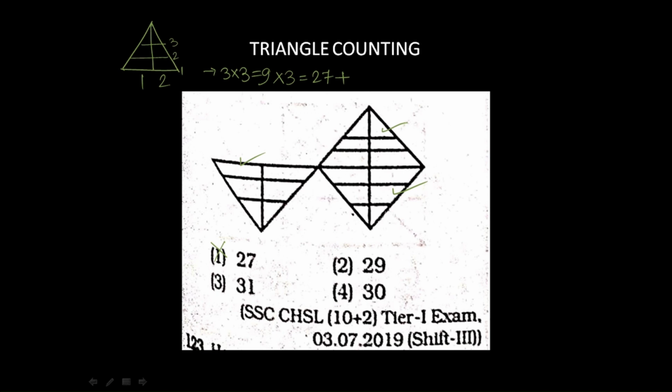Look, if this is A, B, C and D, ABD is a triangle and BCD also is a triangle. So 27 plus 2, 29 is the correct answer. I hope it is clear to you. Option 2, 29 will be the right answer. If you have any doubt regarding this question, you should comment.